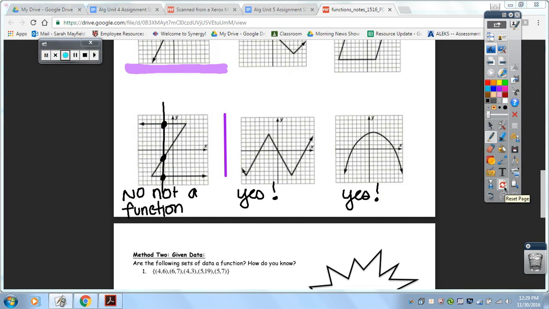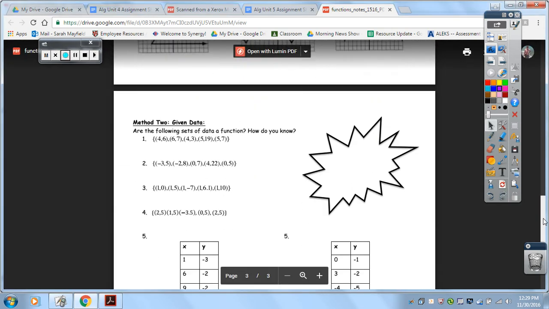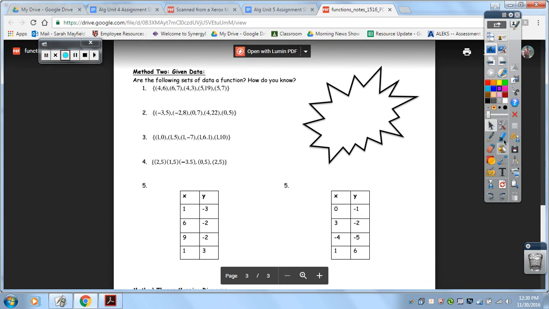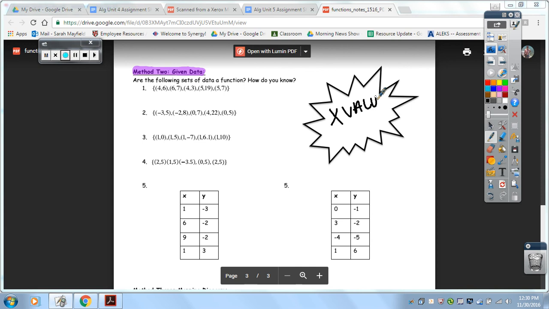So now let's go over to the second page of notes where we're looking at data. Method 2, given data. It says, are the following sets of data a function? How do I know if something is a function? X values cannot repeat. In order for something to be a function, your x values can never repeat. I don't care about my y values, I only care about my x values.